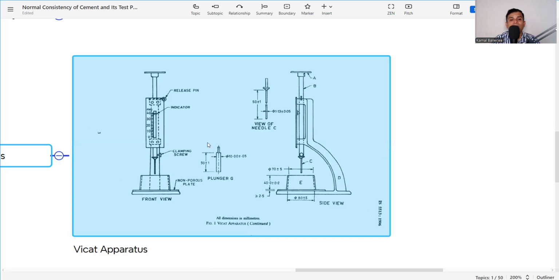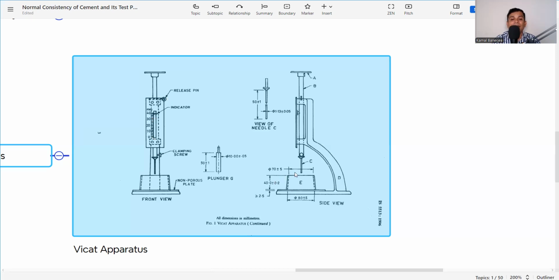Here the length is 50 plus minus, and the diameter is 10 plus minus 0.5, that is 10 mm, and plus minus 0.5 is the diameter. And this is the clamping screw, and this is the release pin. So here it is clamped, and whenever we release this, it comes onto the test piece, and as the plunger comes down, the indicator is showing. And whenever the indicator is coming between 5 to 7, we will determine that is our normal consistency.